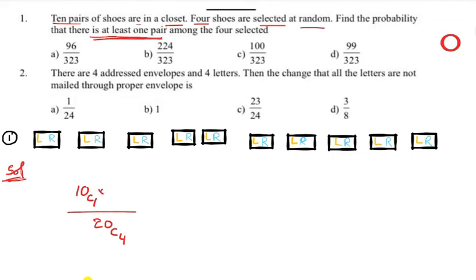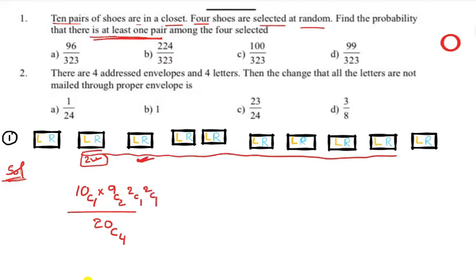After selecting one pair, from the remaining 9 pairs, select 2 pairs. I selected, suppose, these 2 pairs. From each selected pair, there are 2 shoes. From those 2, select any one. Here also from these two, select any one. So that is the answer for that particular question.